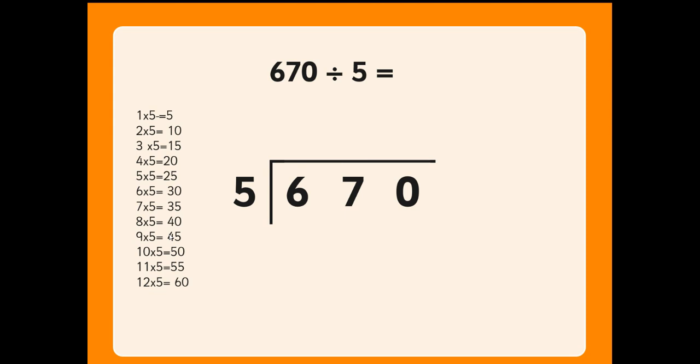Let's have a look at this one. 670 divided by 5. Again, I've written my 5 times table down here to help me with the grouping. How many 5s are there in 6? Well, there is one group of 5 in 6, isn't there? Because 1 times 5 is 5, and I've got 1 remainder, so I'm going to pop my remainder there.